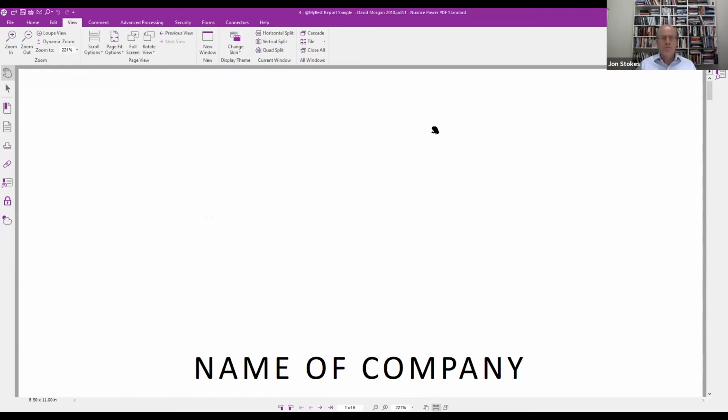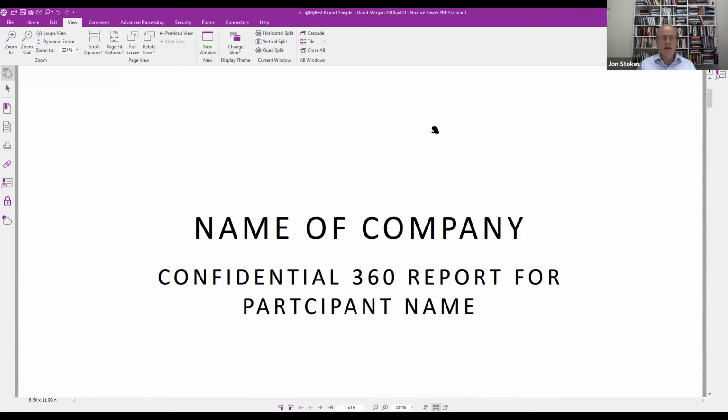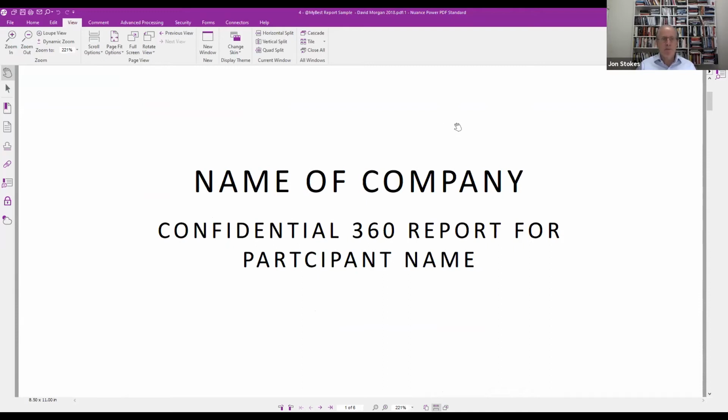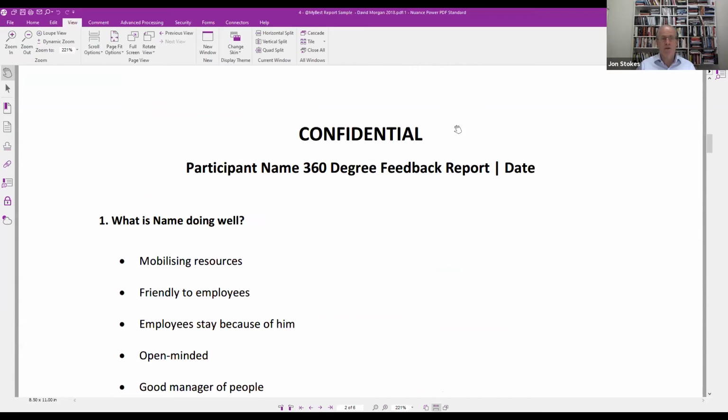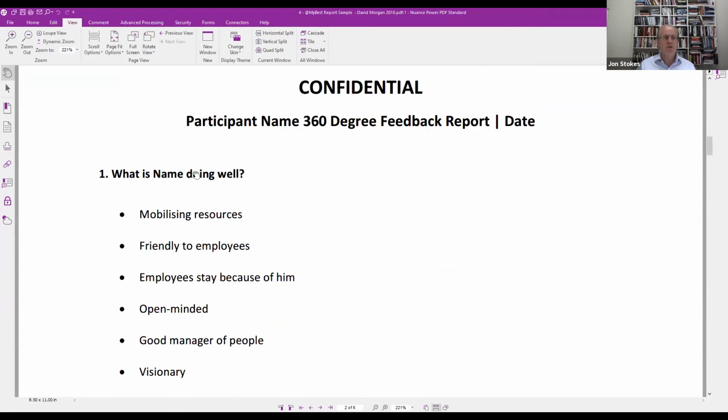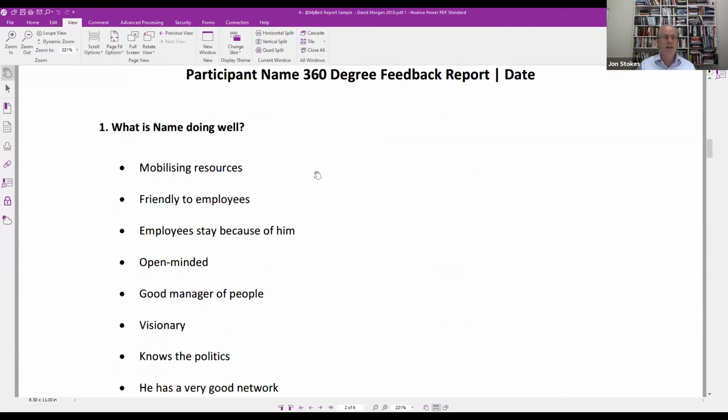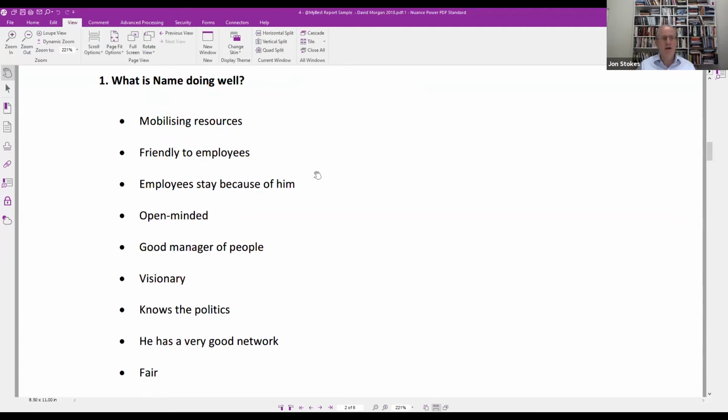So here is the format I use, which you're welcome to borrow. Front page. This is a real case example, anonymized, of course. So this is just to illustrate the format of the report. So I've made those calls. I've listened to people speak as I described. First question, what is name doing well? And so these are some of the phrases, is how I tend to do it.